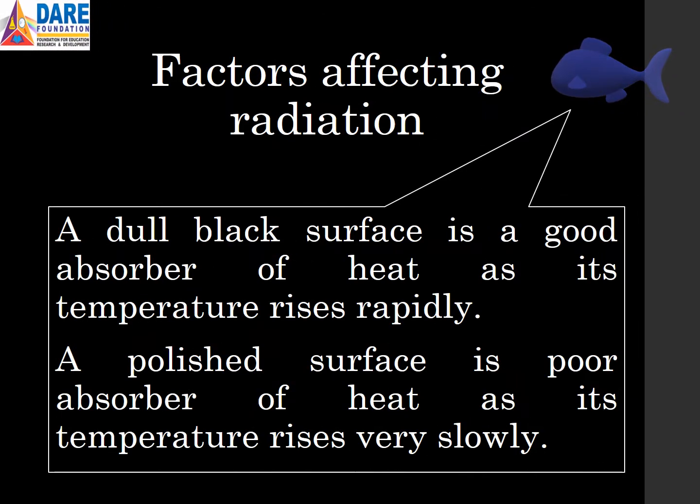A dull black surface is a good absorber of heat as its temperature rises rapidly. A polished surface is a poor absorber of heat as its temperature rises very slowly.